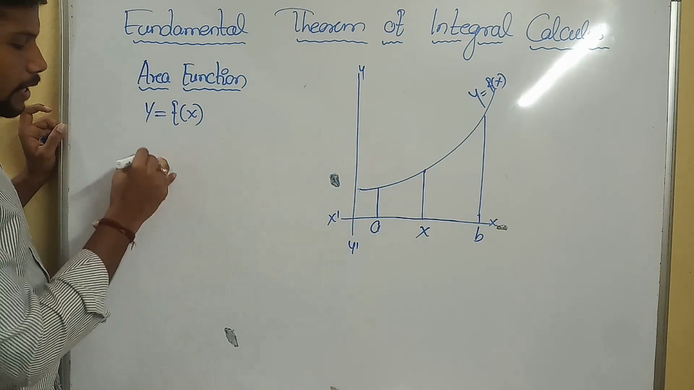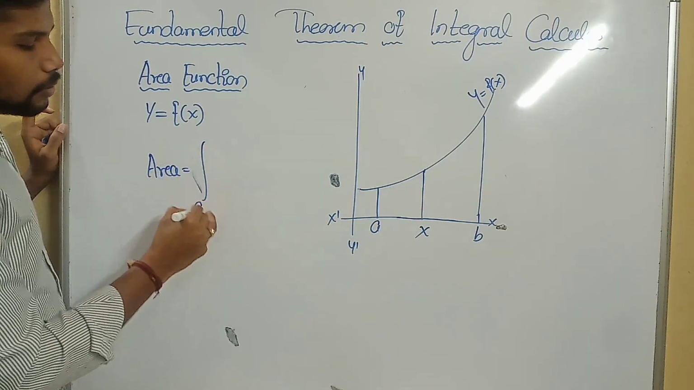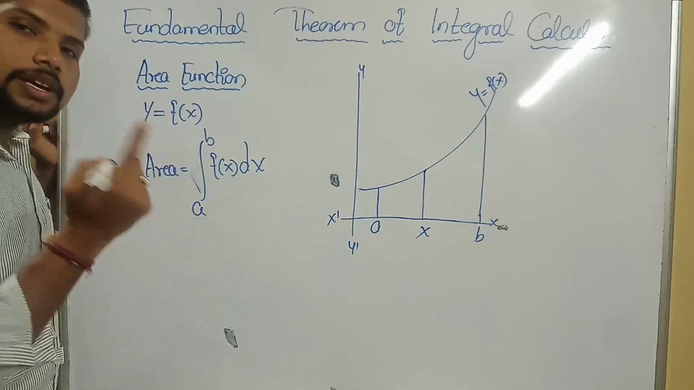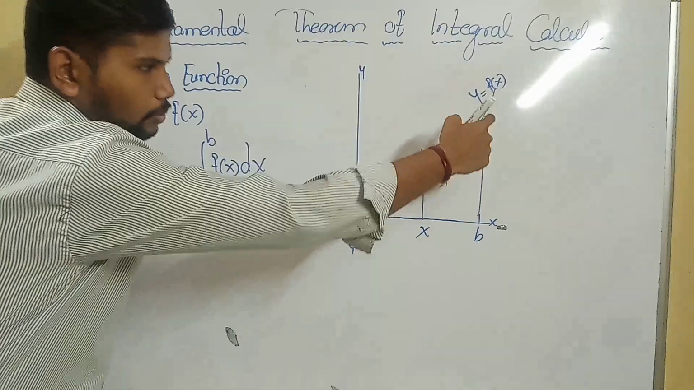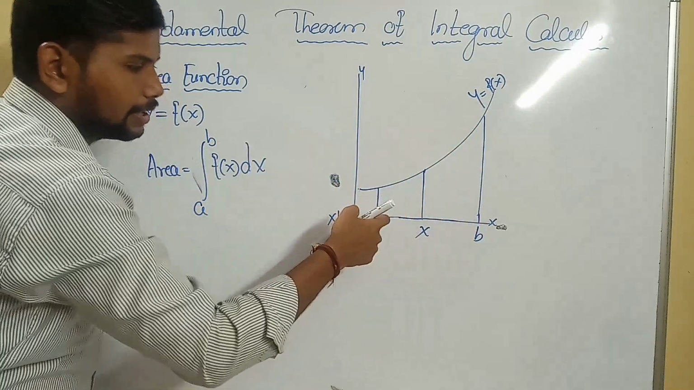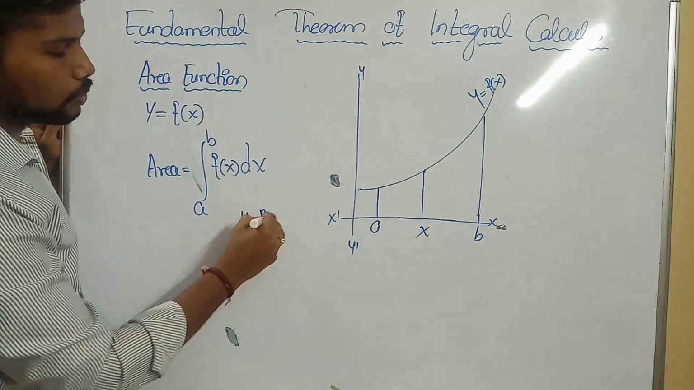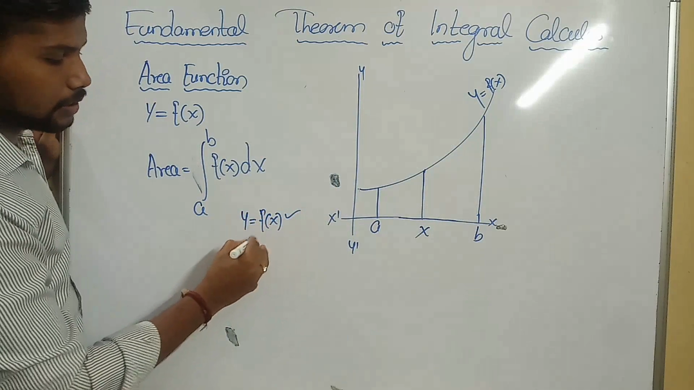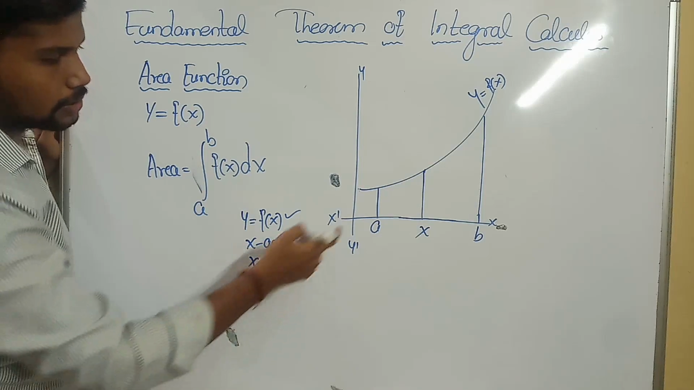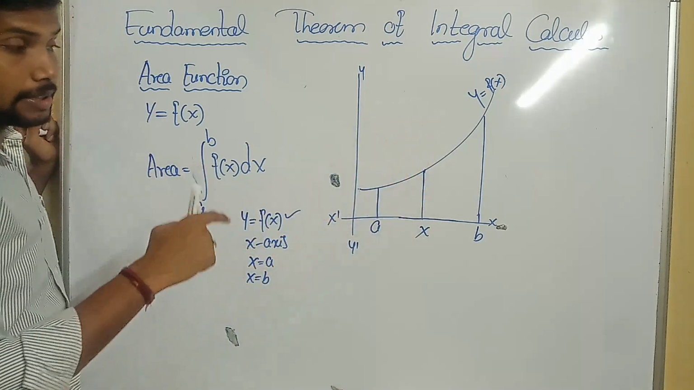After that, the area function will be defined as the integral over a to b of f of x dx, which means the area enclosed by y equal to f of x, the curve, as well as the x-axis, and x equal to a, x equal to b. What are the four lines covered? First the curve y equal to f of x, then the x-axis, then x equal to a and x equal to b. It covers the area between the x-axis and the curve from x equal to a to x equal to b.